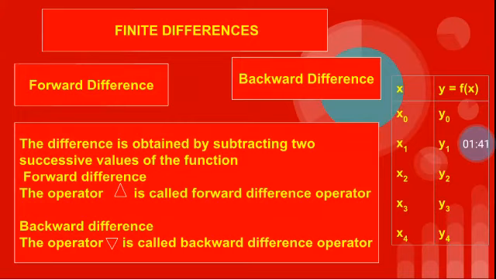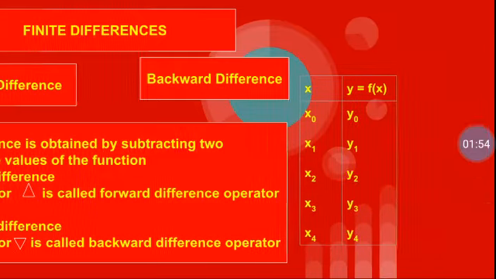First of all, let us come to the operators. We see on the left side the operator delta is called the forward difference operator and the reverse delta is called the backward difference operator. Let us see how to construct a forward difference table.